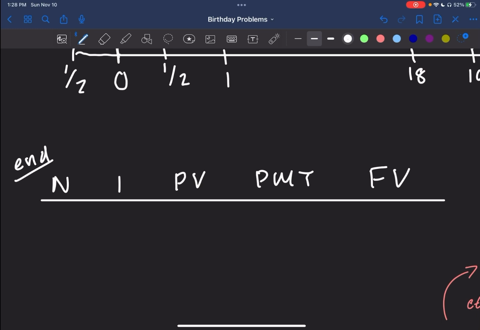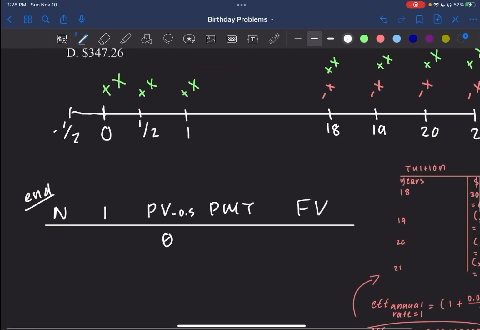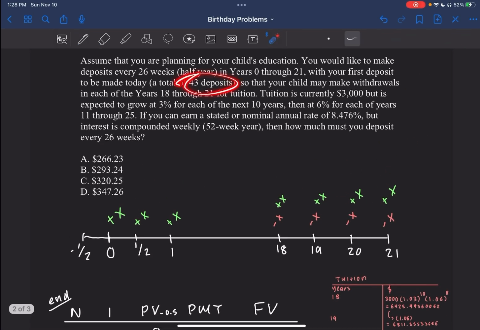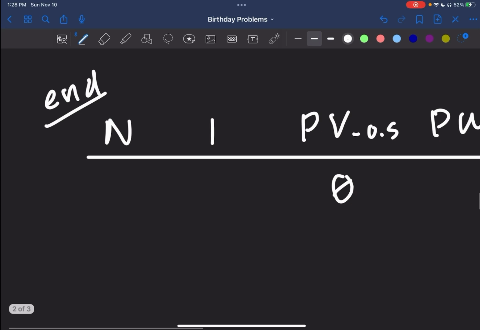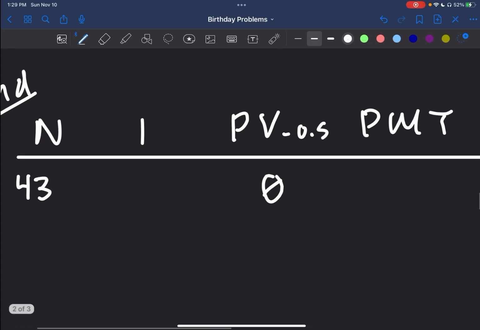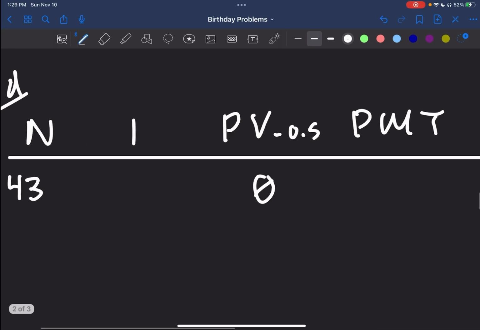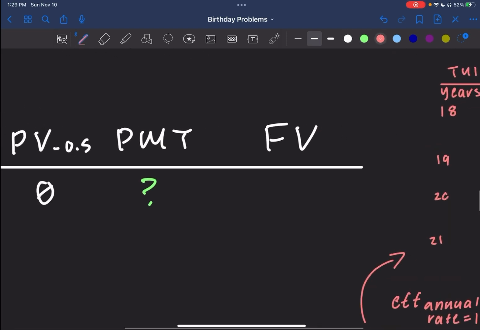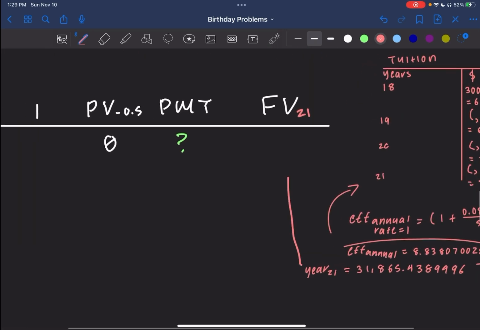And so what's our present value at year negative 0.5? 0, because there's nothing there. And for our n, how many deposits, how many payments are we going to be making? Well, fortunately in this question, we were told that it was 43 deposits, so I'm going to write that in there. Our I, we still don't know, we'll figure that out. Our payment is what we're solving for. And our future value at year 21 is going to be this value we found previously.